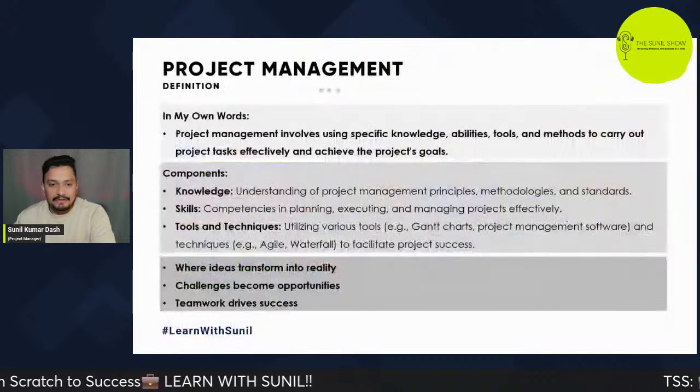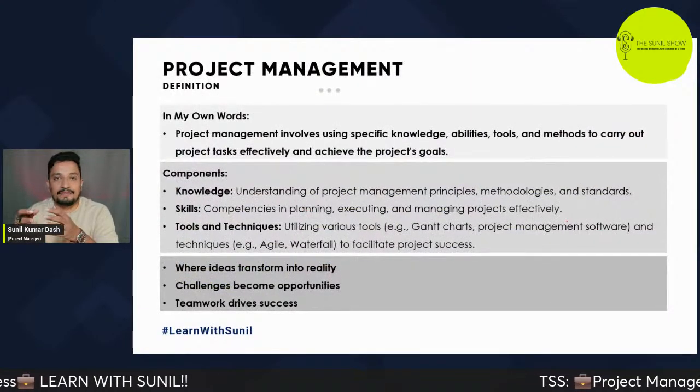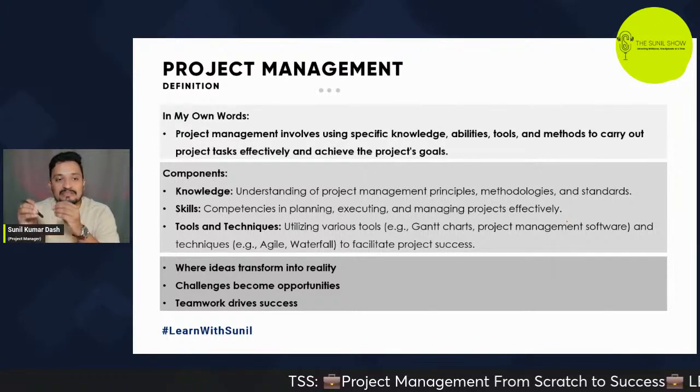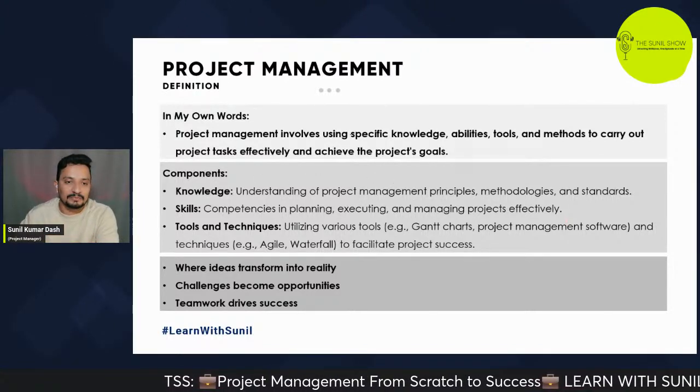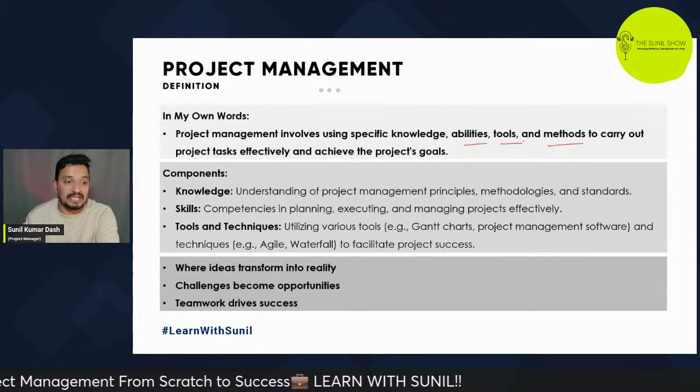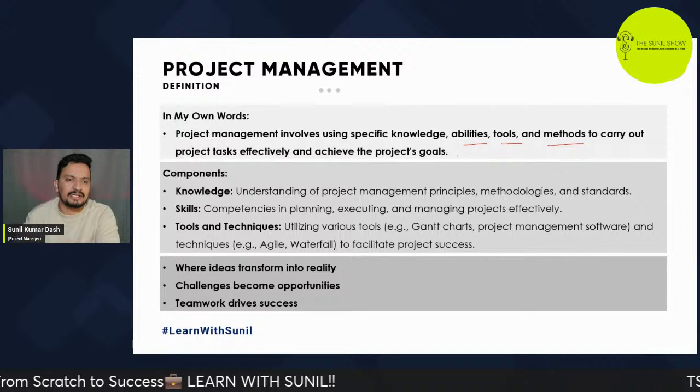So when we try to summarize, if I put project management in my own words, project management involves using specific knowledge, abilities, tools, and methods to carry out project tasks effectively and achieve the project goal.